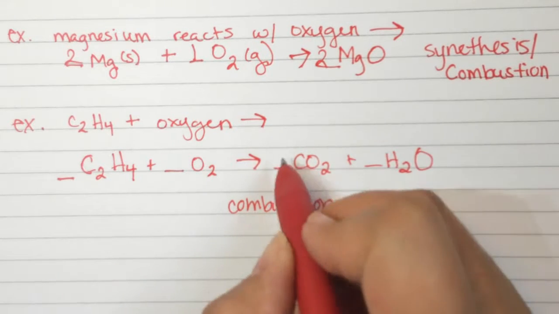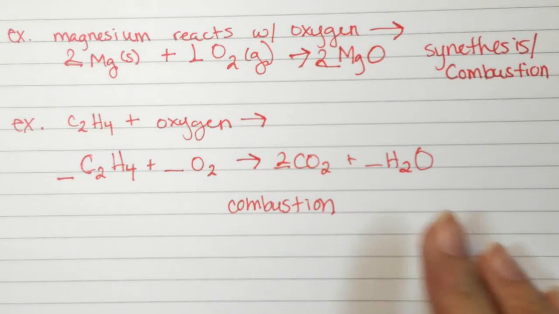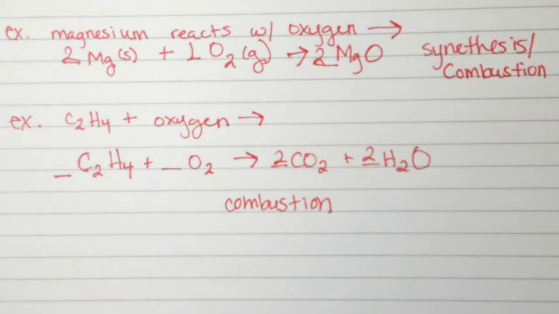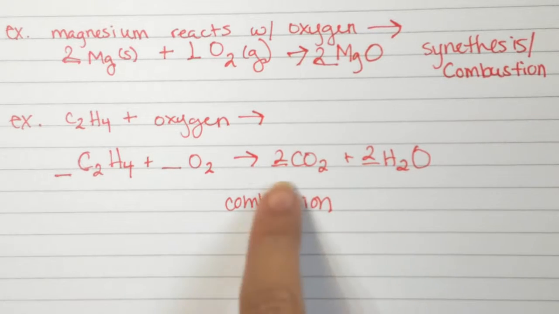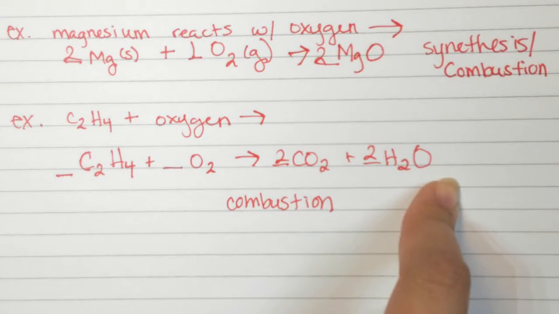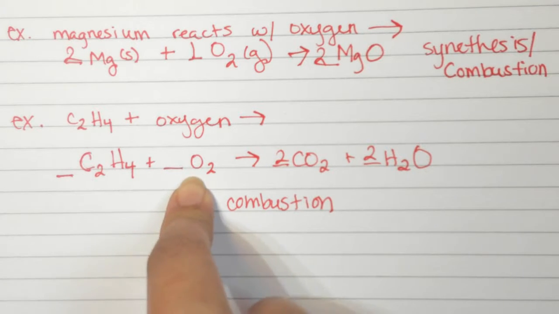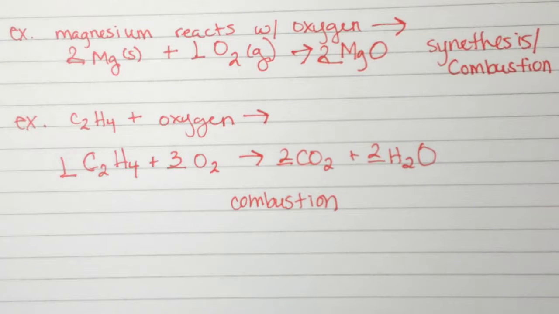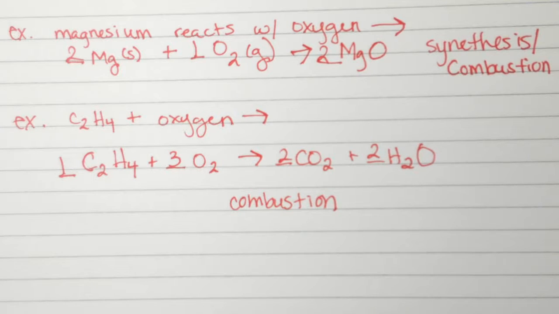I have 2 carbons here, put a 2 here. 4 hydrogens here, 2 here, so I'll put a 2 here. And so then oxygen, 2 times 2 is 4, plus the 2 right here is 6. So how can I make this a 6? Multiply it by 3, and there you go. I have a 1-to-3 to 2-to-2 ratio. All right, questions over combustion?